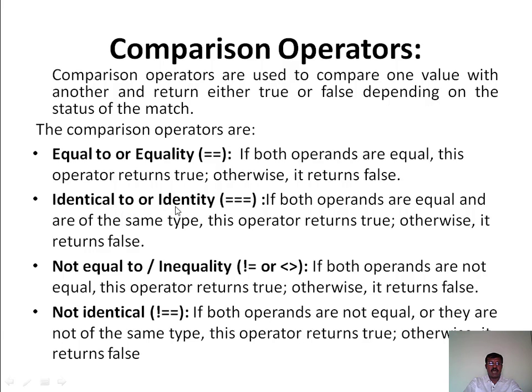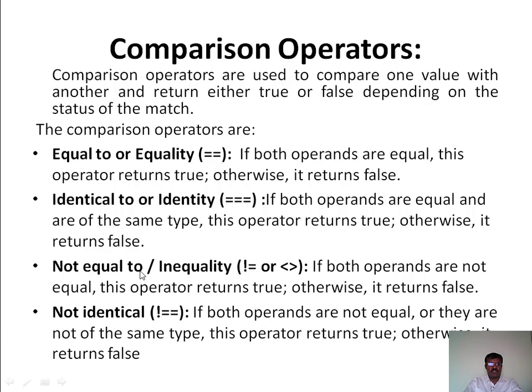Identical or identity operator. This operator is represented by three equal signs. If both operands are equal and are of the same type, this operator returns true, otherwise it returns false. So this operator returns true only when both operands are equal and of the same type, or else it will return false.